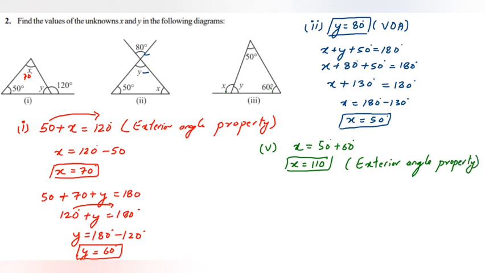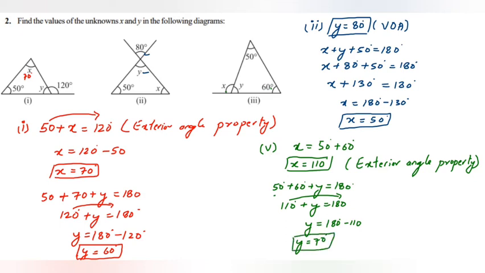Now we're going to find the value of y. The sum of all three angles is equal to 180. So 50 degrees plus 60 degrees plus y is equal to 180. We're using the angle sum property of a triangle. So 50 plus 60 is 110, plus y is equal to 180 degrees. Now transpose 110 to the other side. So y is equal to 180 minus 110. So y will be equal to 70 degrees. So we got both x and y values from here.